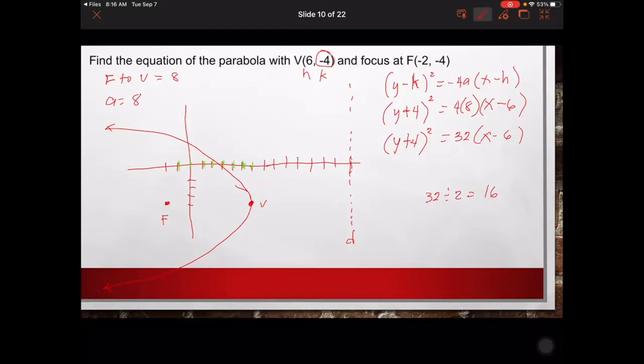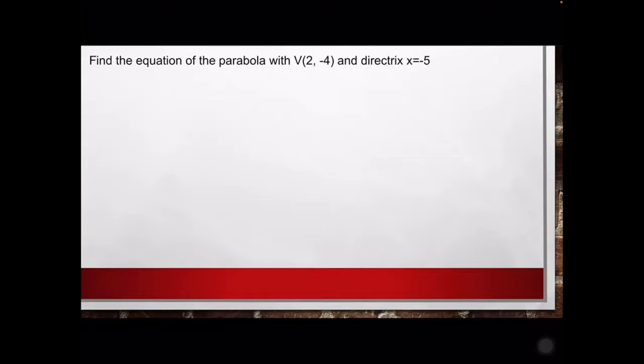Wala naman? Pag-copy mo na. Find the equation of the parabola with vertex at (2, negative 4) and directrix X is equal to negative 5. So, again, we have to graph this muna. Sabi dito 2 and negative 4. So, 1, 2, then 1, 2, 3, 4. This is our vertex. Directrix is X is equal to negative 5. So, 1, 2, 3, 4, 5. Ito siya dito.